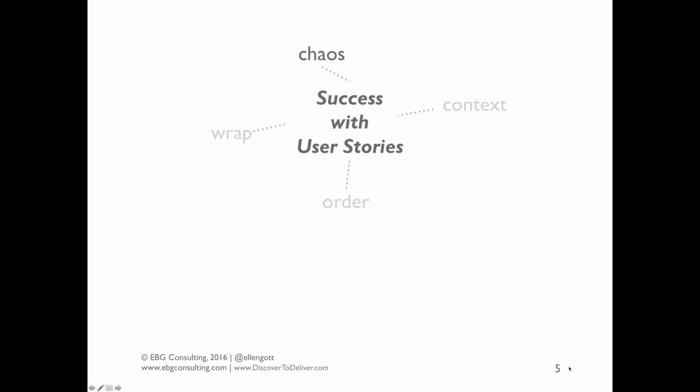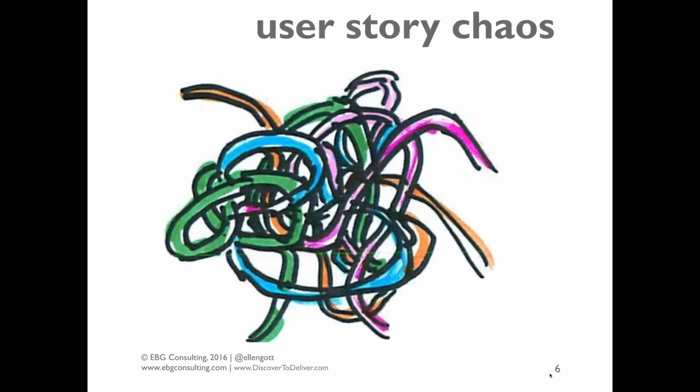So we're going to look at chaos, the first part, because the first part of the title is around user story chaos, and that hairball, if you will, or yarn ball, in the middle represents chaos, which is defined as a state of extreme confusion and disorder. Now, what I want to share with you are some examples of user story chaos that I've experienced, and I'm wondering if you can relate.